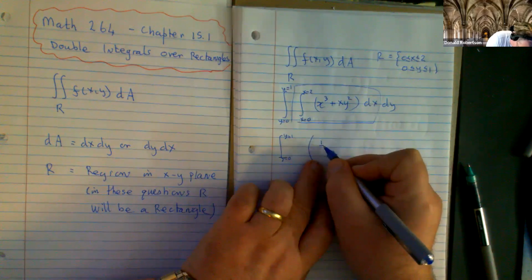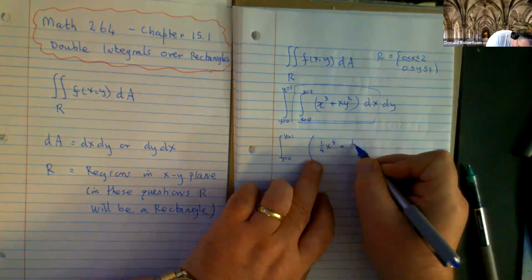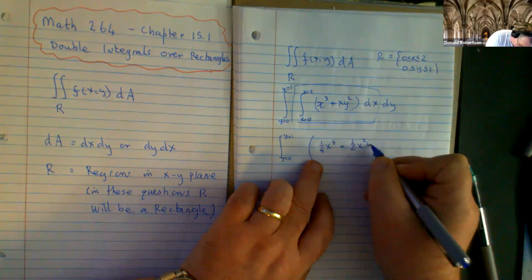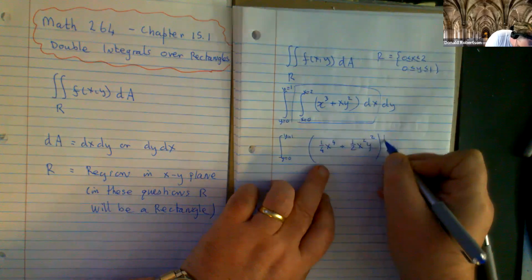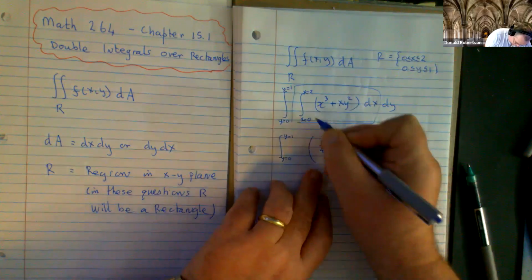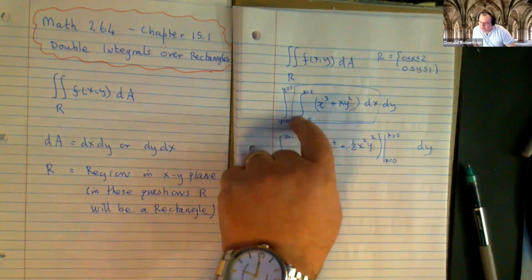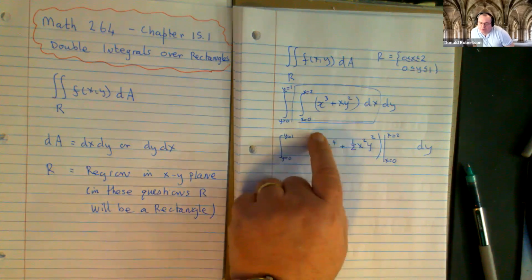Well, that's 1/4 x to the 4 plus 1/2 x squared y squared. Evaluated at, see, x equals 0 to x equals 2. Then that flows nicely. See what I'm getting at? With the 0 and the 2 again. Right, let's check this integration, make sure we're comfortable.